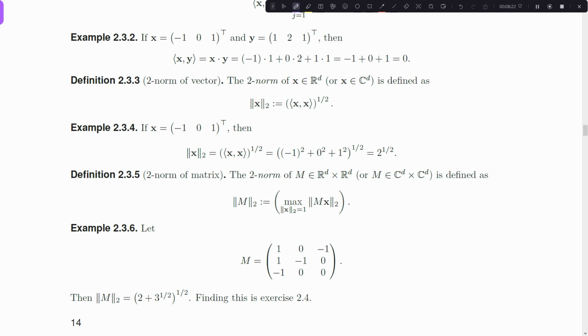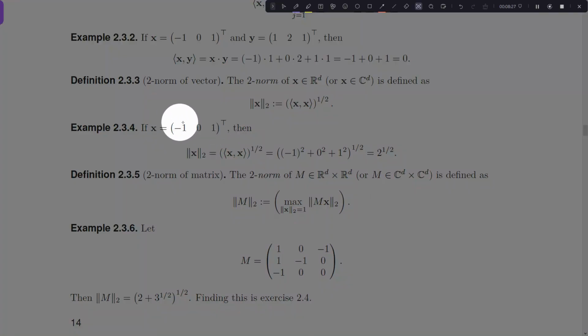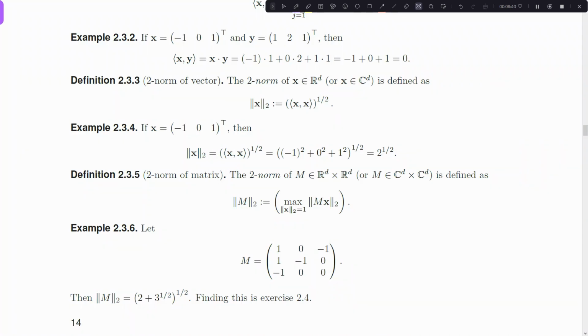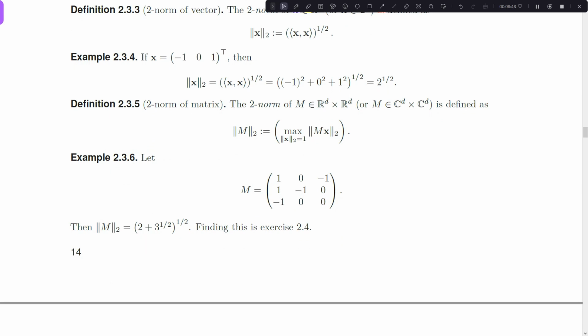All right, let's look at the example with the same x that we had before. It's this column vector, except with the transpose there, -1, 0, 1. I'm just going to take the inner product of that vector with itself. So I'm going to square -1, square 0, square 1, add them together, take it to the 1/2 power. I get the square root of 2 as the norm of that vector. And now we've moved to why it's actually kind of cool that we have norms: we can define norms on matrices. And this is definitely not something you've probably encountered before.